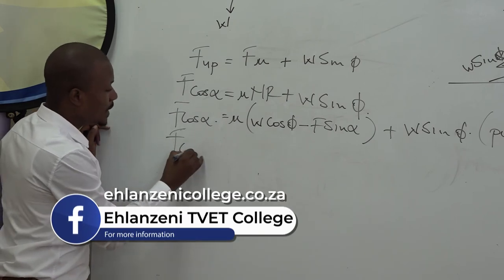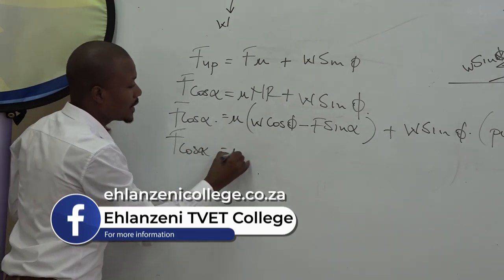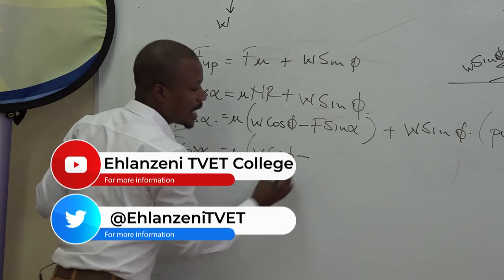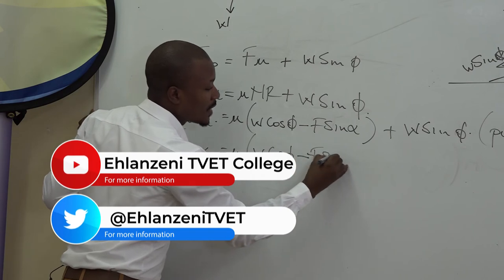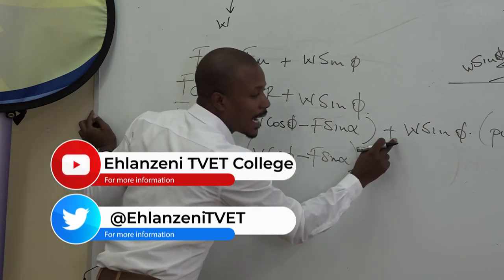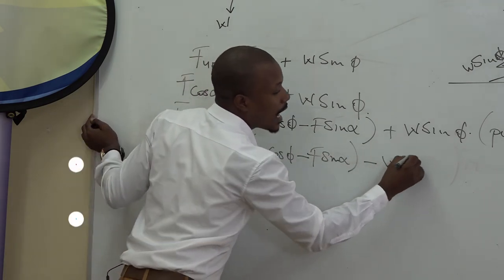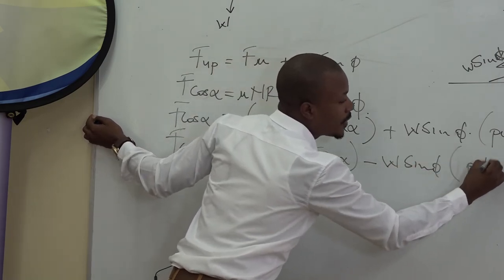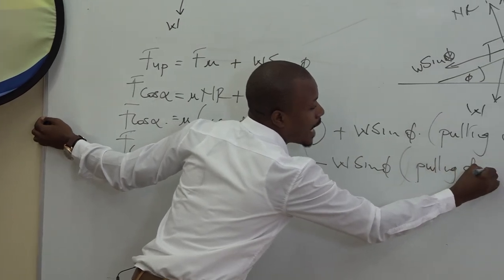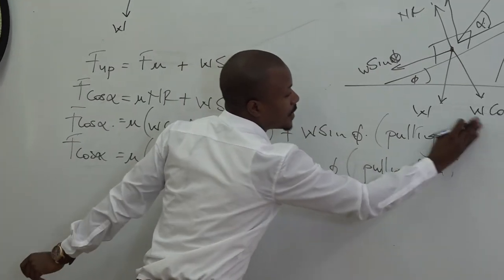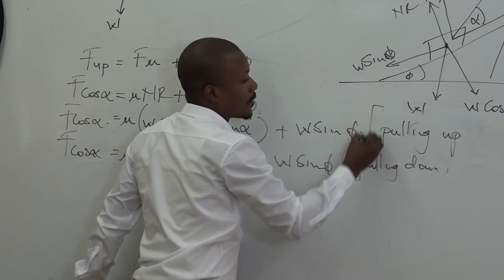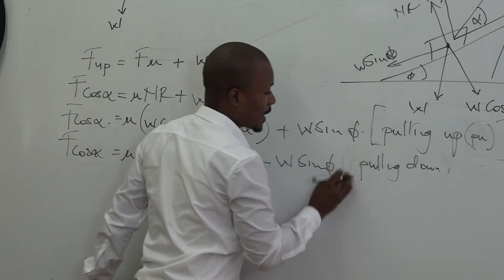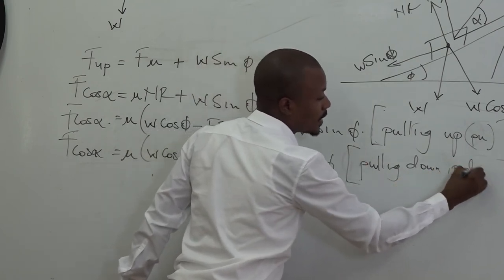And then if you are pulling down, it will be W cos theta minus F sine alpha for pulling down. You remember? Down. This is pulling down. Let me do this so you can remember this. This is PU, right? And this is PD.